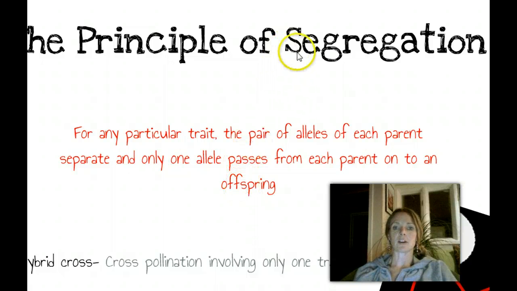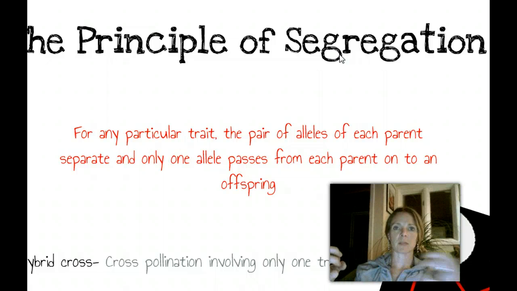So really, they segregate. You can use the term separate or segregate interchangeably when it comes to this principle. So basically, one gene is going to separate from the other and pass on to the offspring. So pretty easy, right? Principle of segregation, genes separate. Hopefully that makes a little bit of sense.